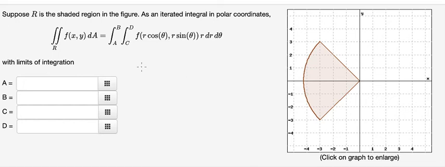Hello everybody. Today I want to talk about calculus. The topic today is polar coordinates.